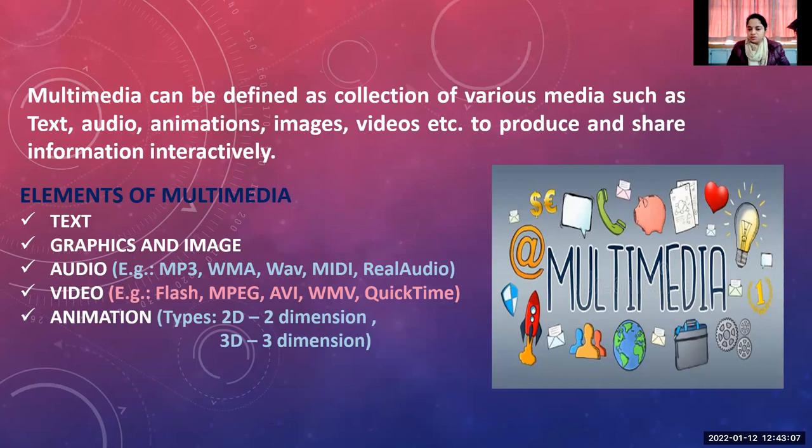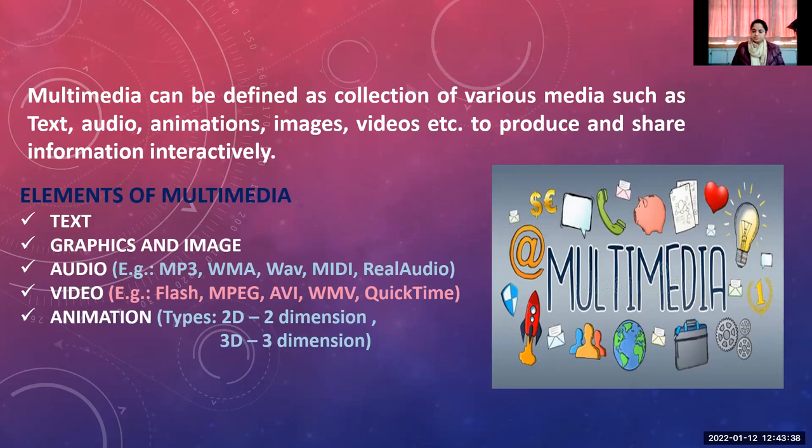Now, various elements of multimedia: text, graphics, images, audio, video, and animation. Various audio formats can be MP3, WMA, WAVE, MIDI, and Real Audio. All these are the various formats for audio files. And video files can be Flash, MPEG, MP4, AVI, WMV, QuickTime. All these are the various forms of video files.